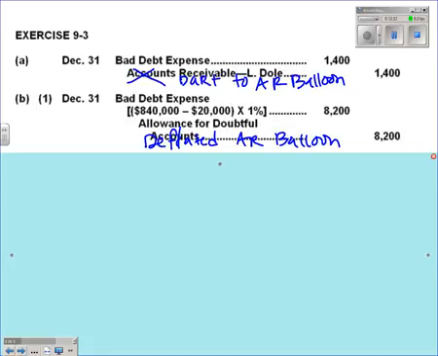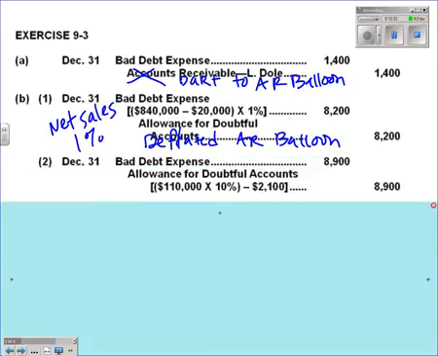Now that's taking a look at net sales, 1% of net sales, okay? Down here, we can take a look at what's our AR, still people who haven't paid. And then we're saying, okay, 10% of that. And it's using the percentage of sales approach.